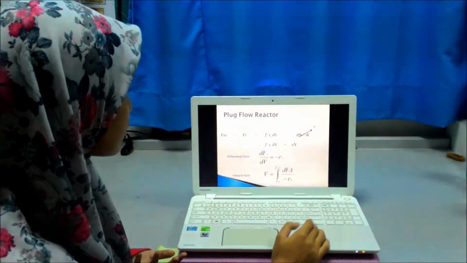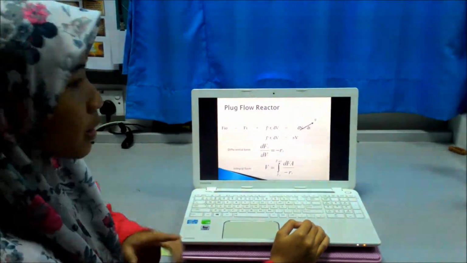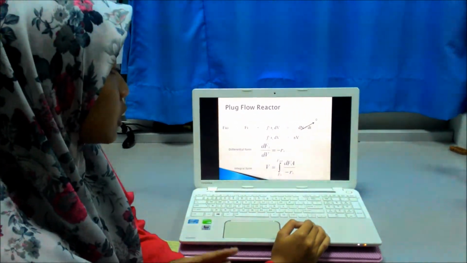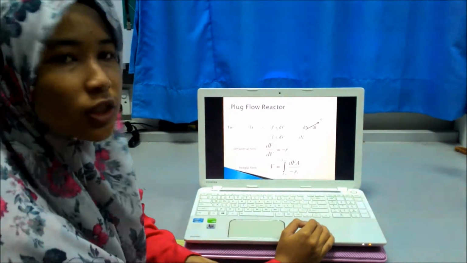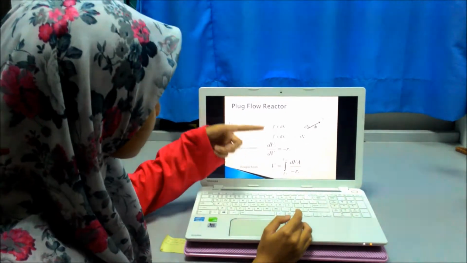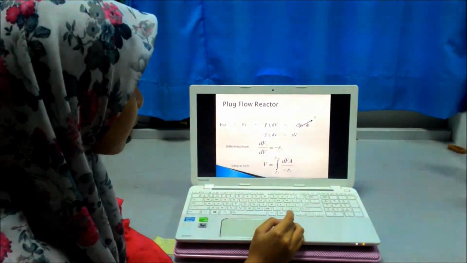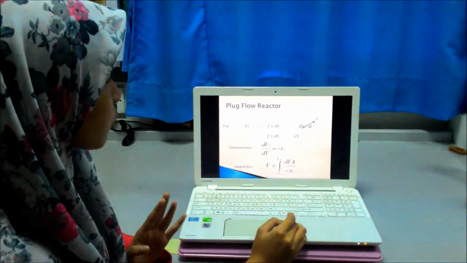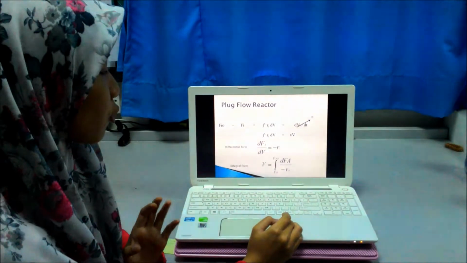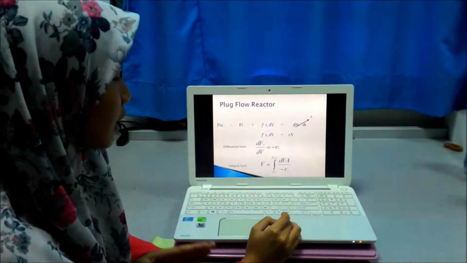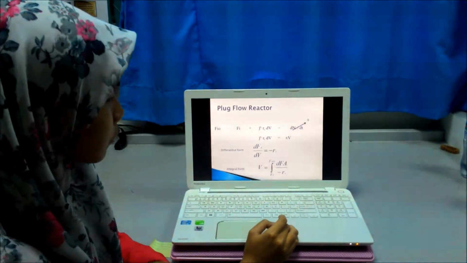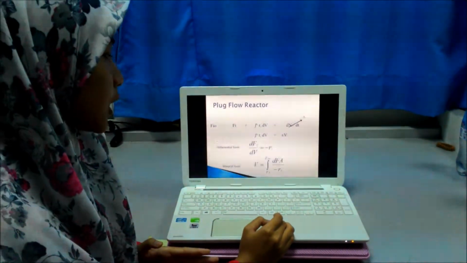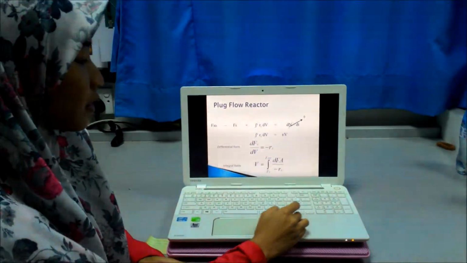Next is the mole balance equation: in minus out plus generation equal to accumulation. For plug flow reactor, accumulation equal to 0, so we can get this equation for differential form. For plug flow reactor, dF_A over dV equal to negative r_A, and then for integral form, V equal to the integration from F_A to F_A0 of dF_A over negative r_A. That's all.